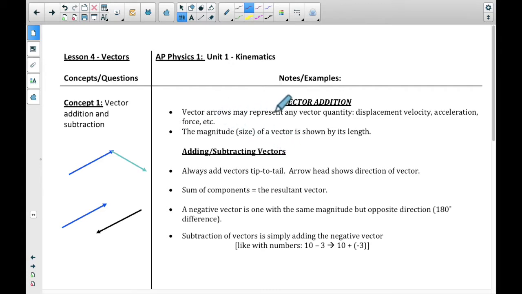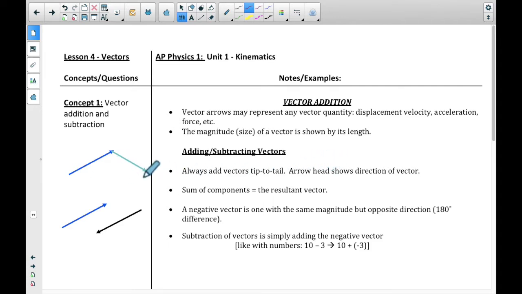So vector arrows may represent any vector quantity, and we're talking about displacement, velocity, acceleration, force, anything. Anything that is a vector quantity can be represented by a vector arrow. And the magnitude or size of a vector is shown by its length. So that's kind of what we were just talking about. When we add and subtract vectors, a couple of rules. We always add vectors tip to tail. The arrowhead shows the direction of the vector.